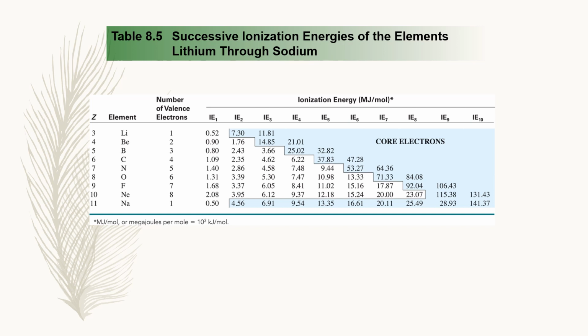So for the carbon atom, if you look at it, it has 4 valence electrons. You can see the increase initially is pretty linear. It's going from 1.09 to 2.35 to 4.62 to 6.22, and then all of a sudden when it removes that 5th electron, now all of a sudden it jumps up to 37.8. So you have a little over a 600% increase in the amount of energy that's required.